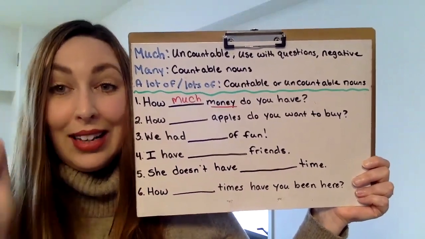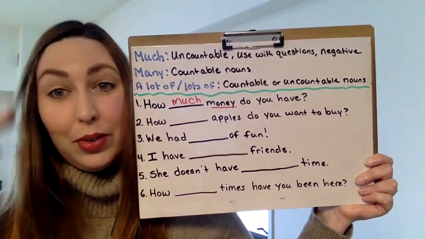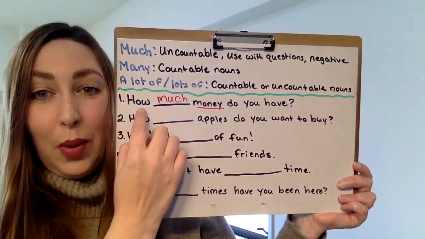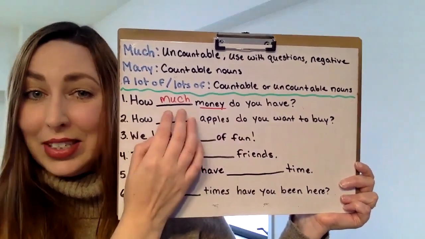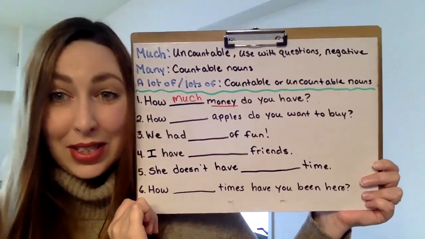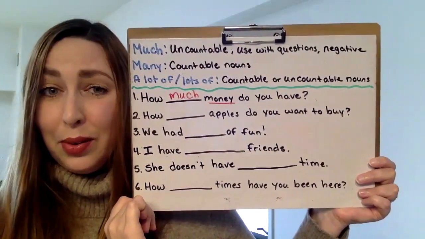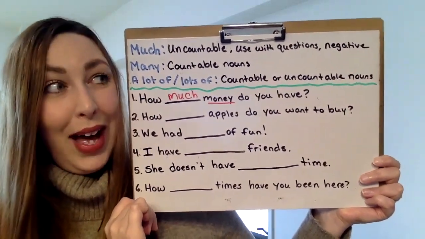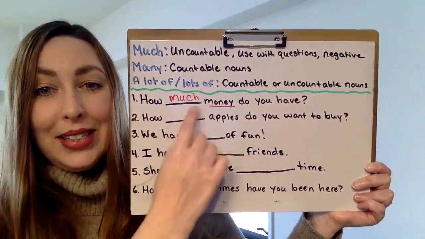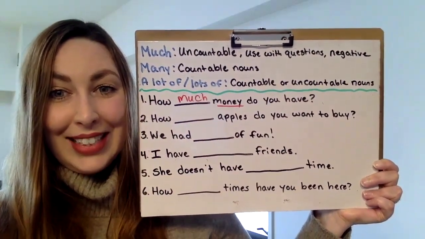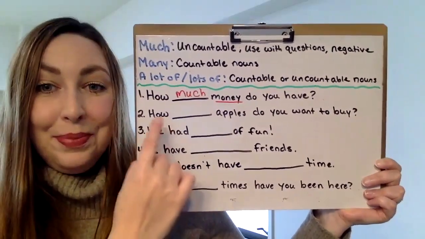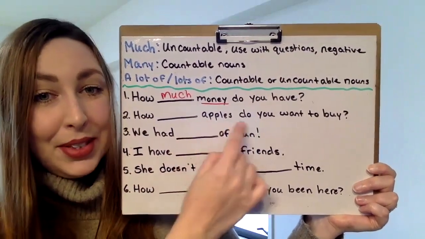Like I said before, a lot of and lots of can be used for both countable and uncountable nouns. However, we would not use it in a question like this. How a lot of money do you have? That doesn't make sense. We could use a lot of in a question form if we said, do you have a lot of money? Do you have lots of money? All right. But in this question, how much money do you have? All right. Did you get it right? I hope so. Let's try number 2. How apples do you want to buy?